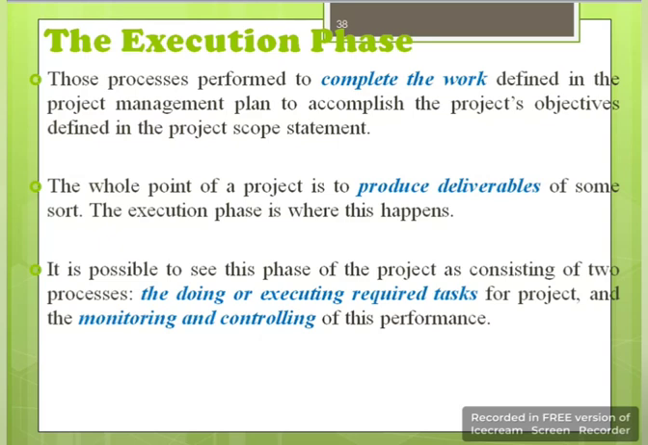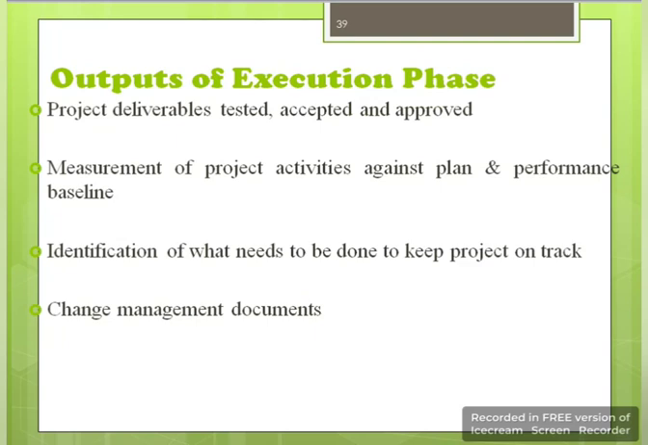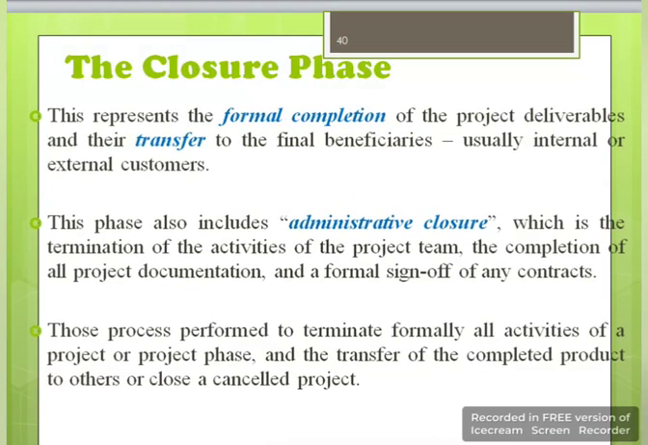controlling of this performance. Outputs of execution phase are: Project deliverables tested, accepted and approved. Measurement of project activities against plan and performance baseline. Identification of what needs to be done to keep project on track. Change management documents. 4. The closure phase.